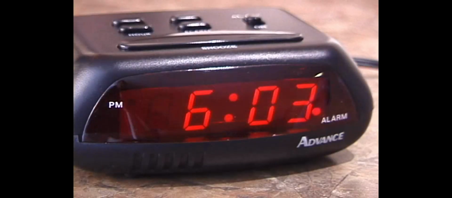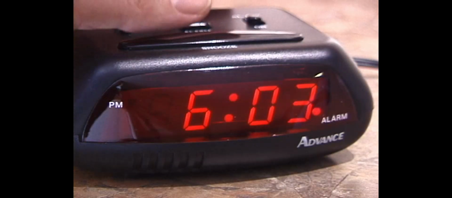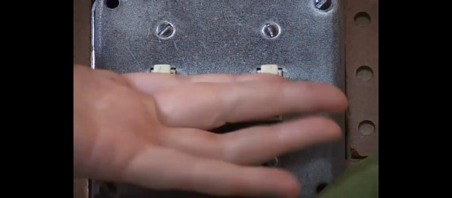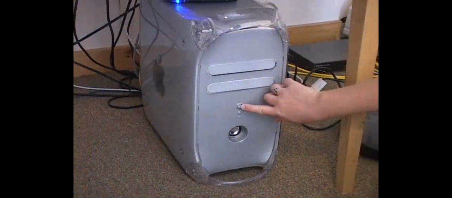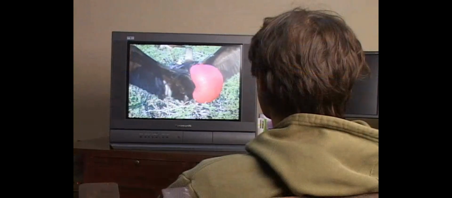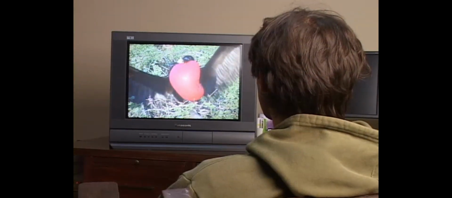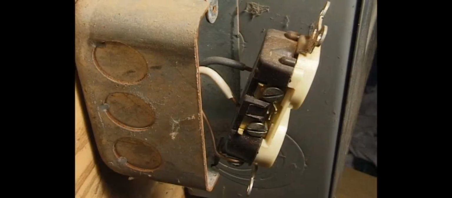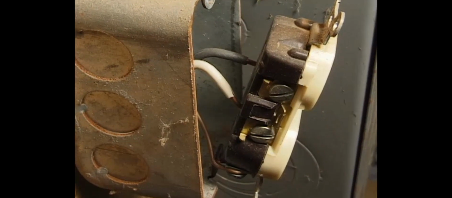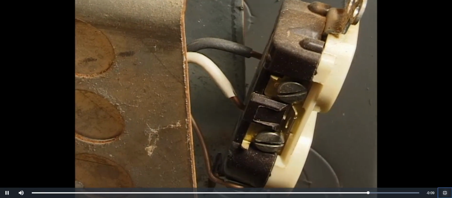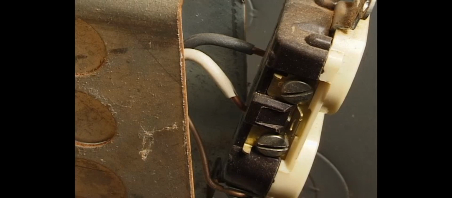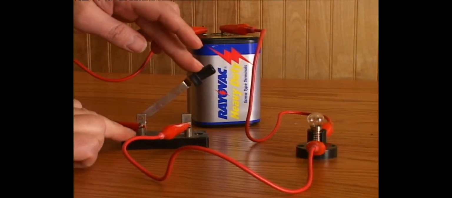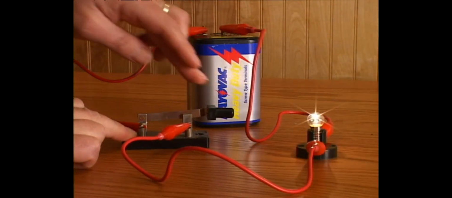Electric circuits are very important to our daily lives. Every time you flip a light switch, turn on a computer, or watch television, you're using electric circuits. During the next few minutes, we're going to take a look at some of the characteristics and types of electric circuits, while exploring how electricity moves through them.